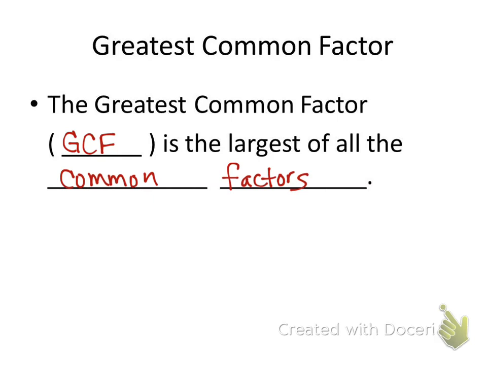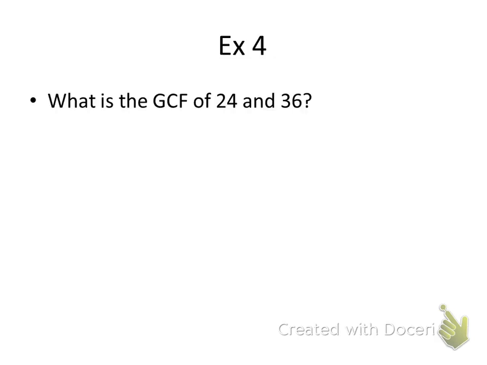So underneath that there it says example 4, what is the greatest common factor of 24 and 36? You guys already determined that it was 12. So writing underneath example 4, you're going to put greatest common factor equals 12.